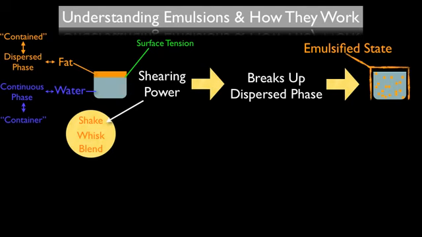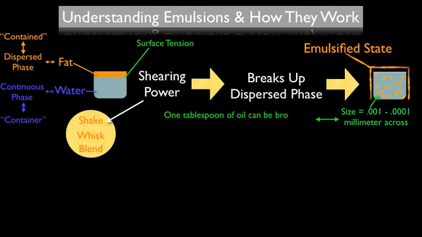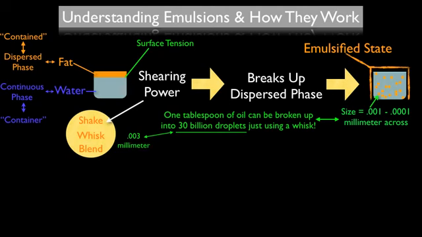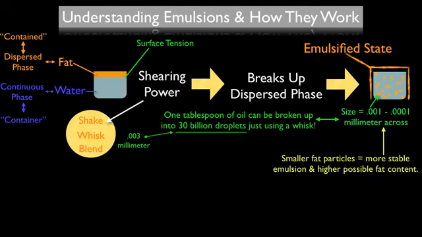Now, this is important because, generally speaking, the dispersed phase will be broken up, and it will be as small as anywhere from 1/1000th of a millimeter across to 10/1000ths of a millimeter across. And just to put this into perspective, 1 tablespoon of oil can be broken up into 30 billion droplets just by using a whisk. That's 3/1000ths of a millimeter across. Now, this is important because the smaller fat particles are, the more stable an emulsion will be and the higher fat content is possible in that emulsion.